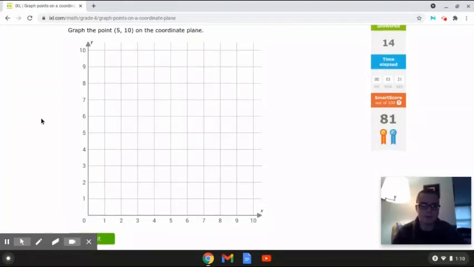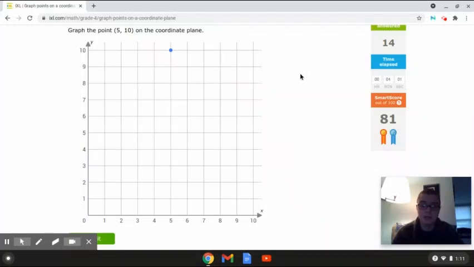This next problem reads, graph the point 5, 10 on the coordinate plane. As I've been saying before, this is the x-axis and this is the y-axis. Like we've been doing in these last few problems, we're going to be going across on the x-axis and then up on the y-axis. First we're going to go across by 5 on the x-axis, that is here. Then we're going to go up by 10 on the y-axis, so that is here. So this is the graphed point for 5, 10 on the coordinate plane, and that is how to solve this problem.